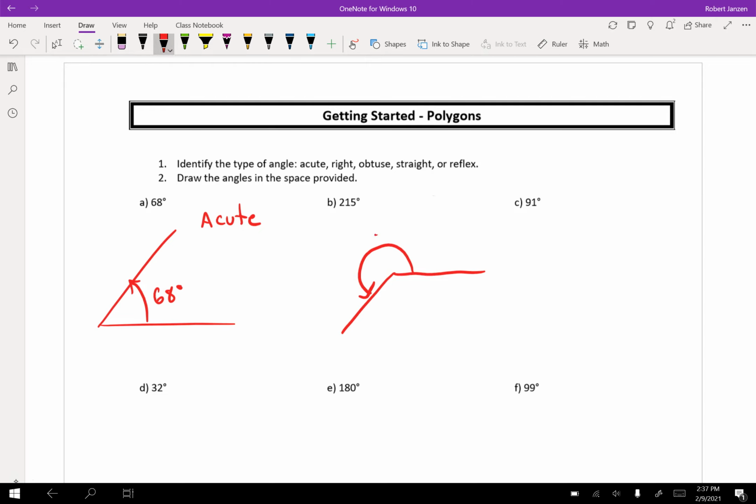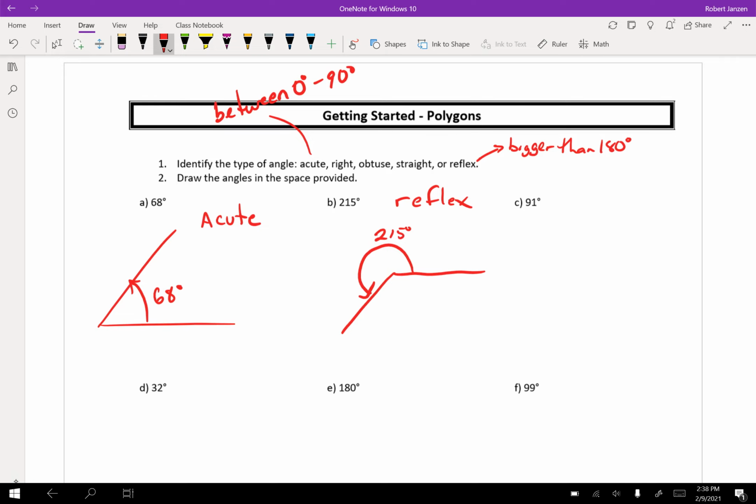Okay. So this is 215 degrees, and we call this a reflex angle. Any angle that's bigger than 180 degrees. So let's write that in here. Bigger than 180. If you want, you can also label your acute angle. This is between 0 and 90 degrees.